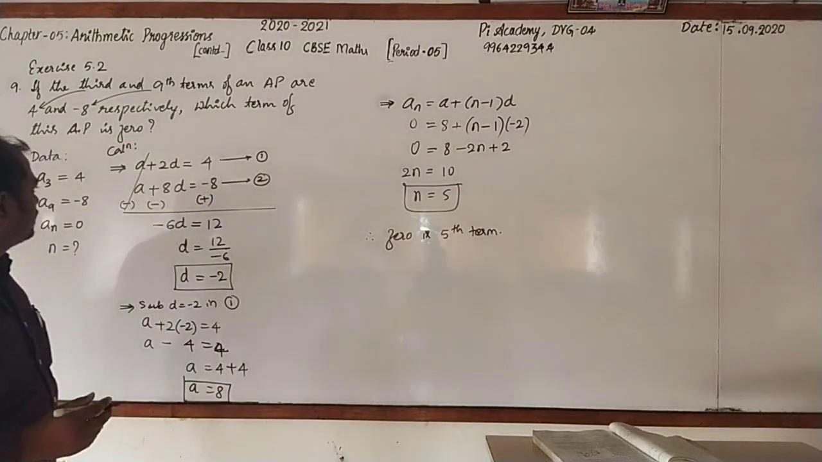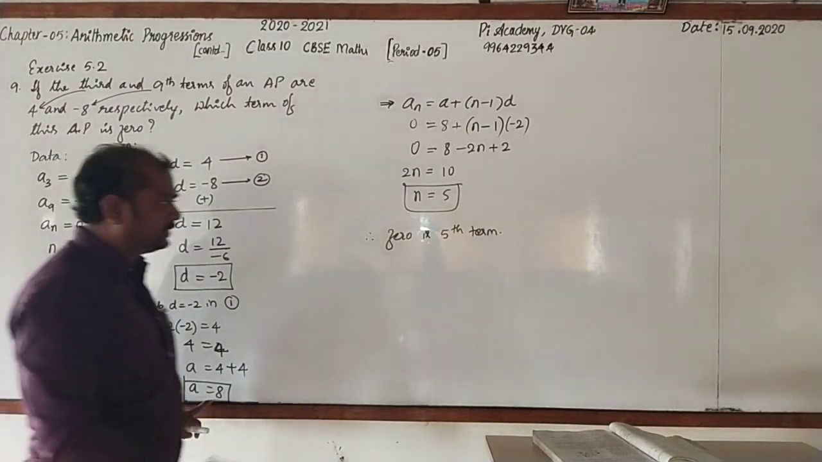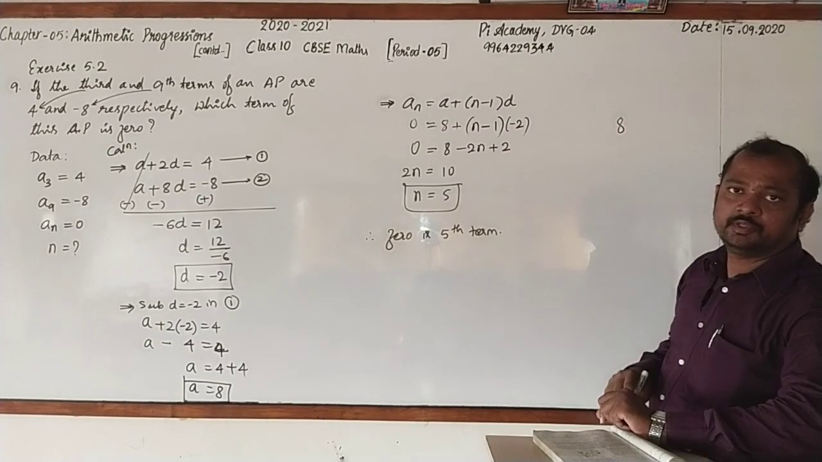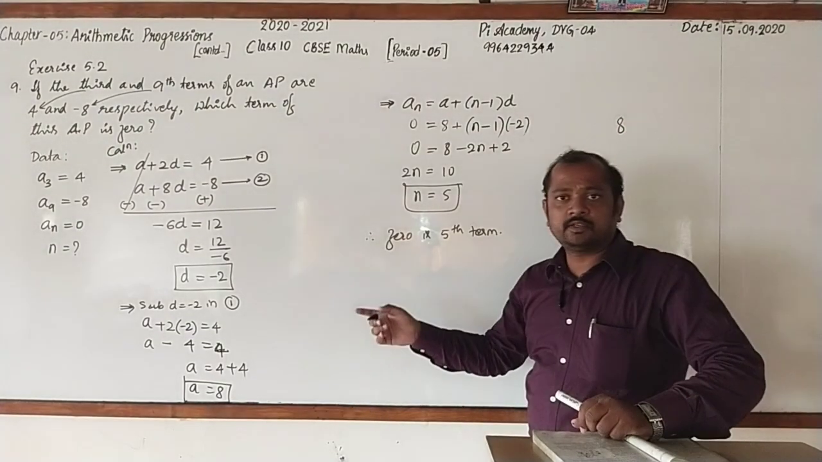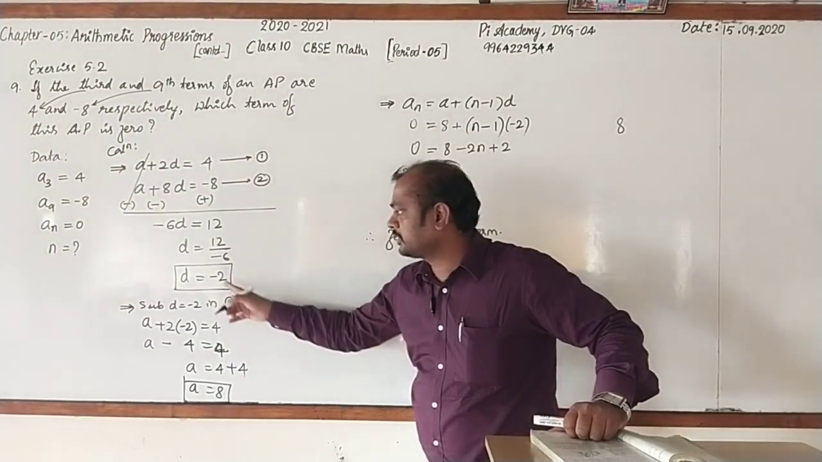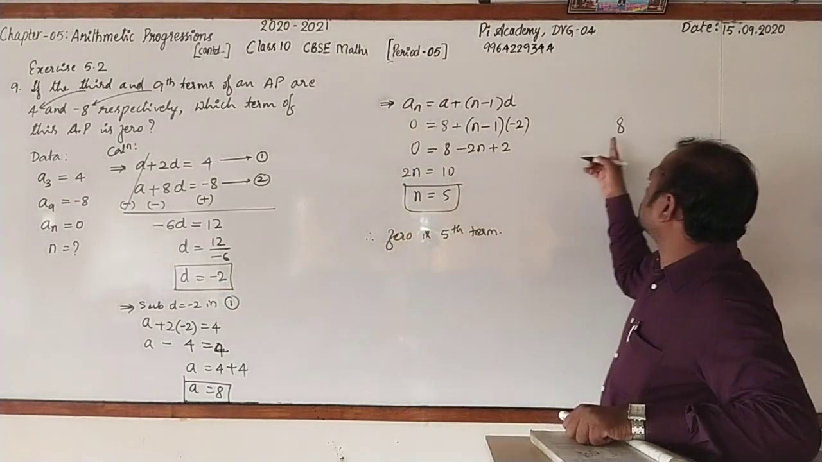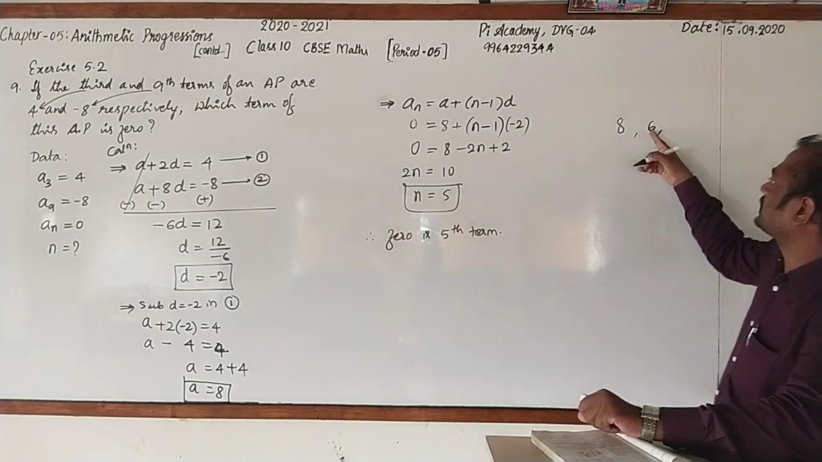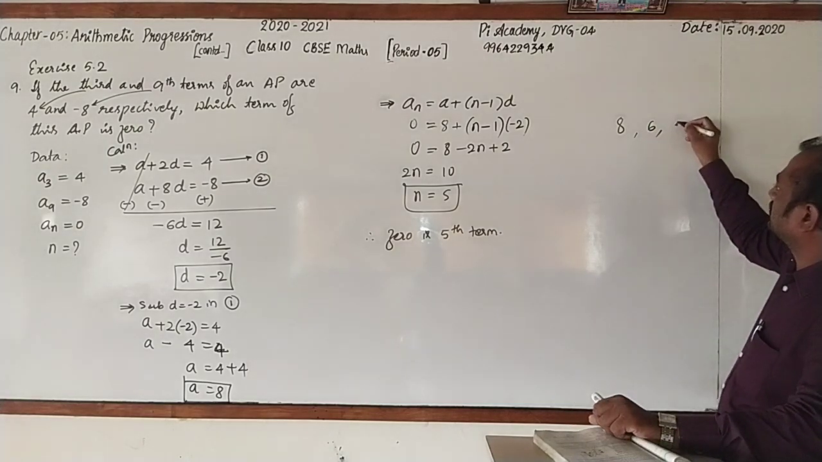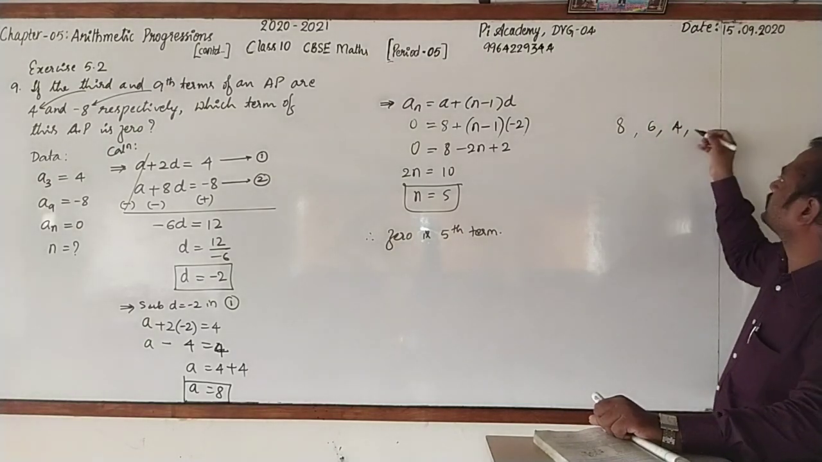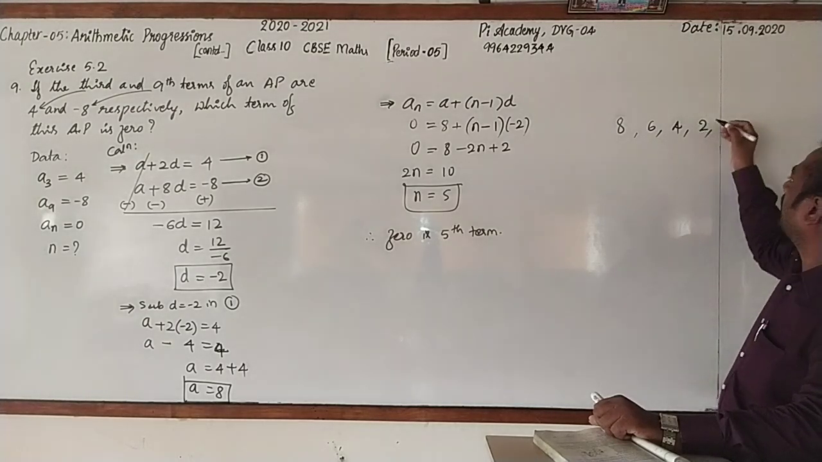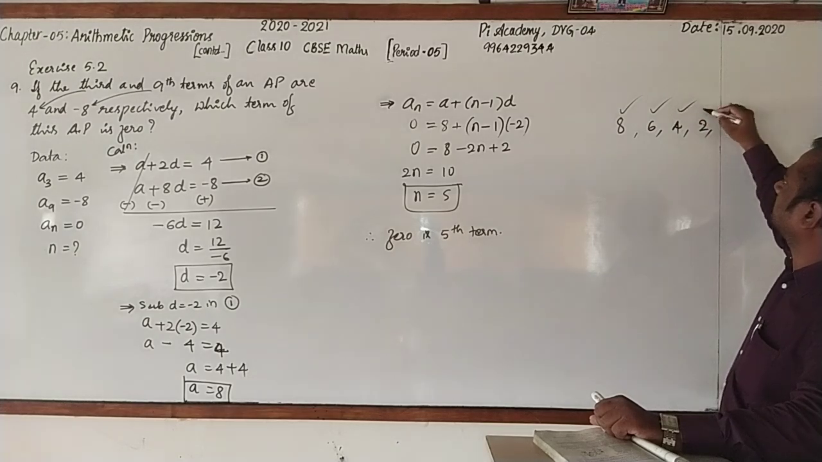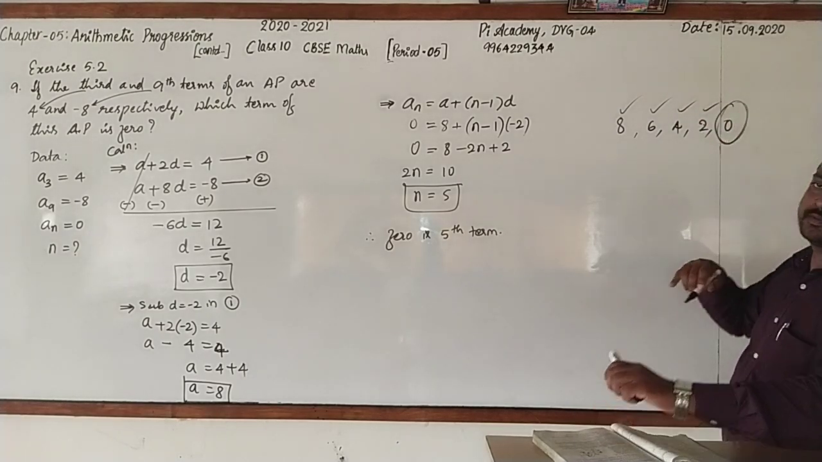Clear? You can also cross check that. See that here. What is the first term? 8. How do you get the second term? By adding the common difference. Add minus 2 to this, you will get 6. Then the third term, minus 2 to this, you will get 4. Minus 2 to this, you will get 2. And minus 2 to this, it is 0. Count it. First term, second term, third term, fourth term, and this is the fifth term.